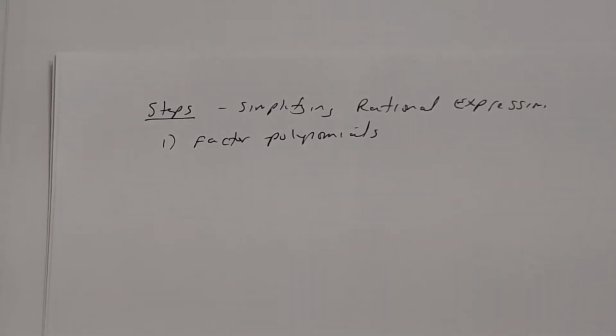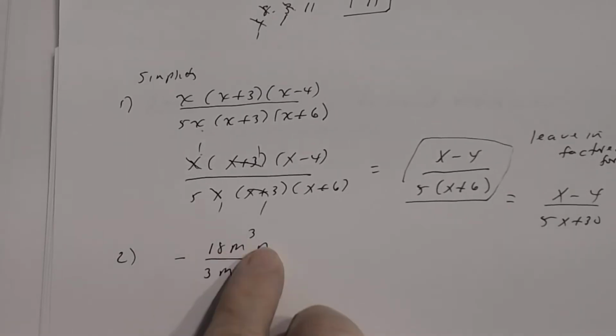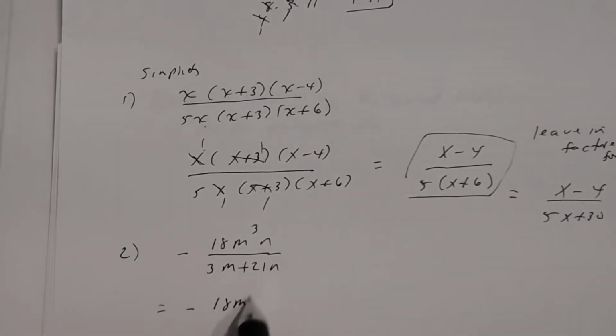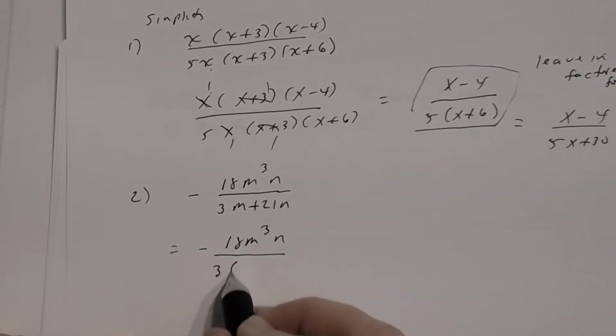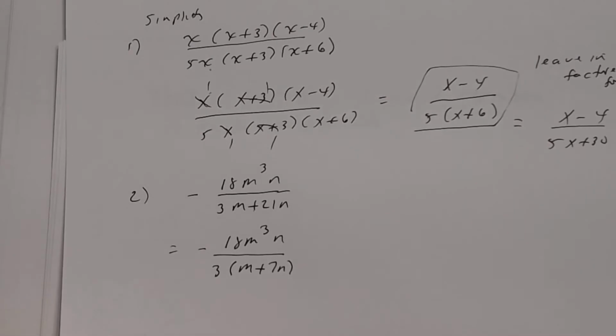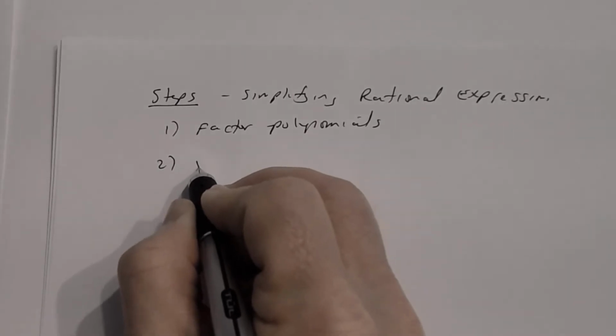Now, if I go back to our example, this is a monomial factor, so there's nothing you can do with that. Leave monomial factors as monomial factors. But see this polynomial down there, that binomial, what do they have in common? So you want to factor this. The GCF is 3, right? So that becomes negative 18m cubed times n divided by, and I can factor out a 3, so I get 3 times m plus 7n. And once you factor your polynomials, the next step is to reduce.